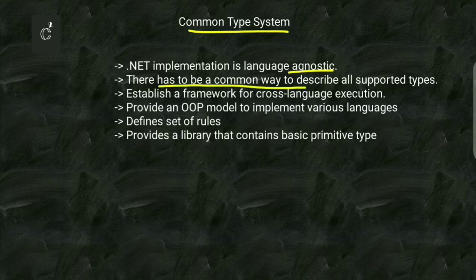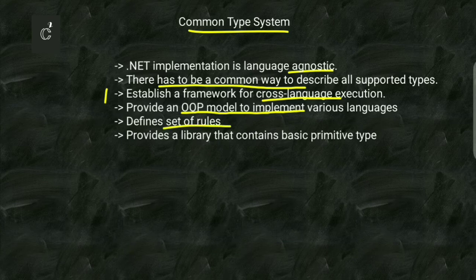So it should be described properly. So it has a common way to describe all the supported languages written by a programmer in .NET. So we need to have a certain framework established for cross language execution. That is the rules and regulations that should be followed for any object oriented programming or any of the languages that are being combined with .NET for execution.